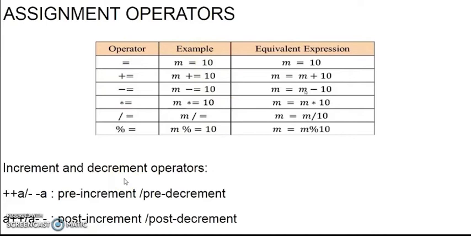Increment and decrement operators. When prefix, either plus plus or minus minus, is used with the variable in a given expression, it is incremented or decremented by 1 first and then the expression is evaluated with the new value. When postfix, either plus plus or minus minus, is used with the variable in a given expression, the expression is evaluated first and then it is incremented or decremented by 1.